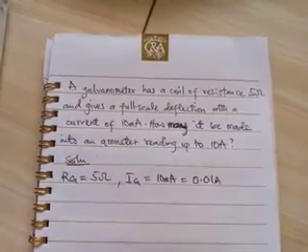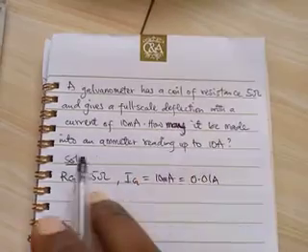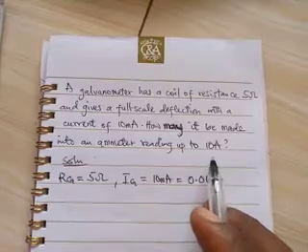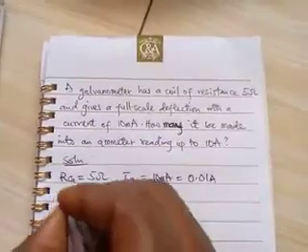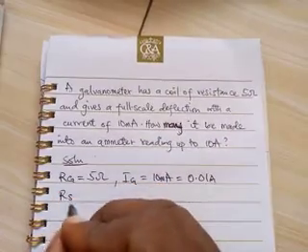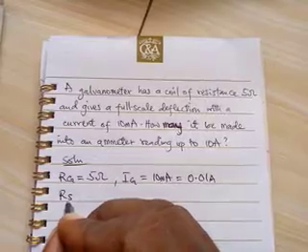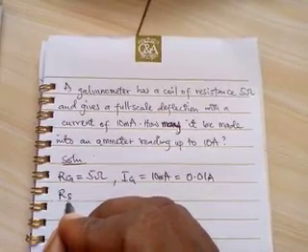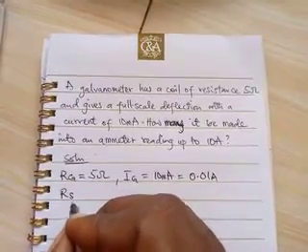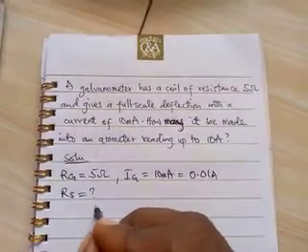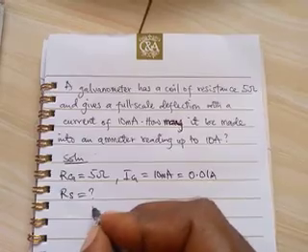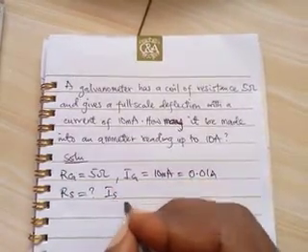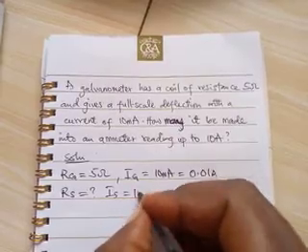It now says, how may it be made into an ammeter reading up to 10 ampere? So we are asked to calculate what resistance will be connected in terms of a shunt that will make it read up to 10 ampere. So the current in that shunt will now be 10 ampere.